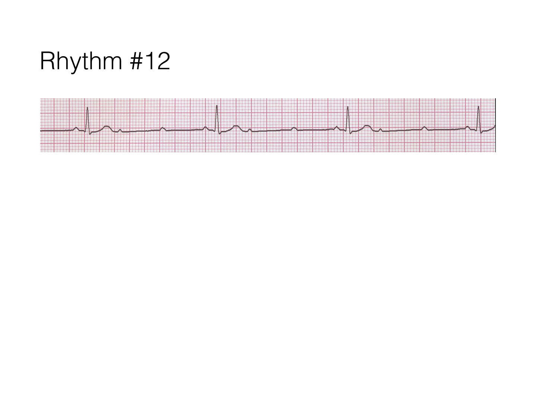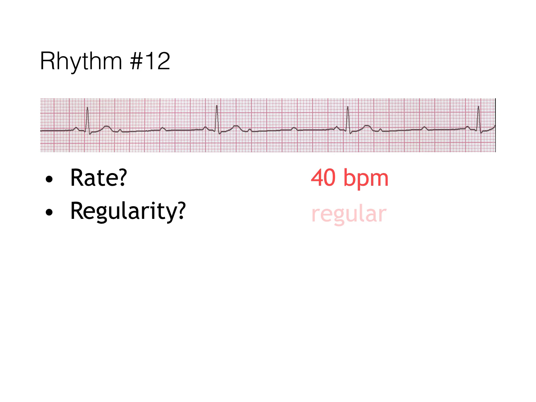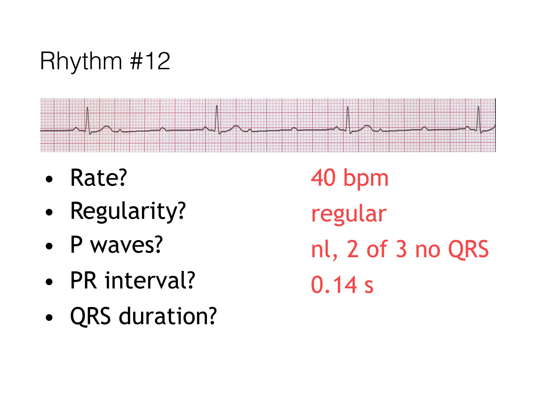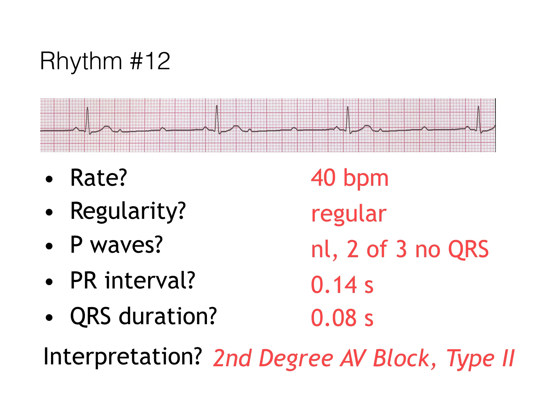Now rhythm number 12. What is the rate? It is 40 beats per minute. Is it regular? Yes, it is regular. What about P waves? P waves are normal, but 2 of 3 have no QRS. The PR interval is 0.14 second. QRS duration is normal, so the interpretation is AV block of second degree type 2.